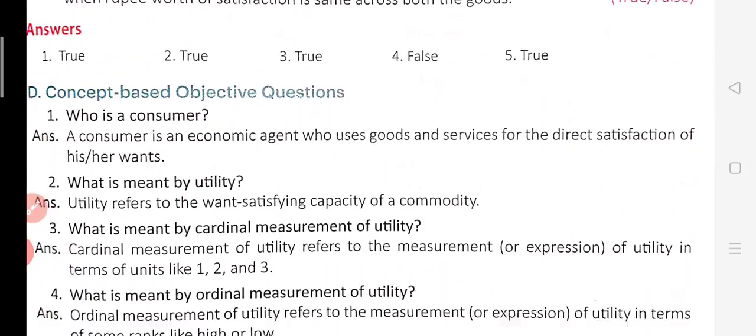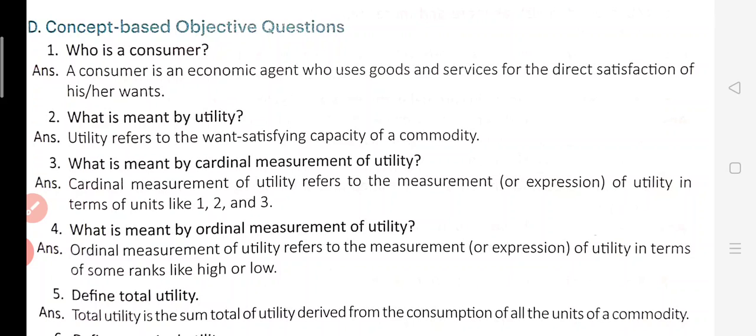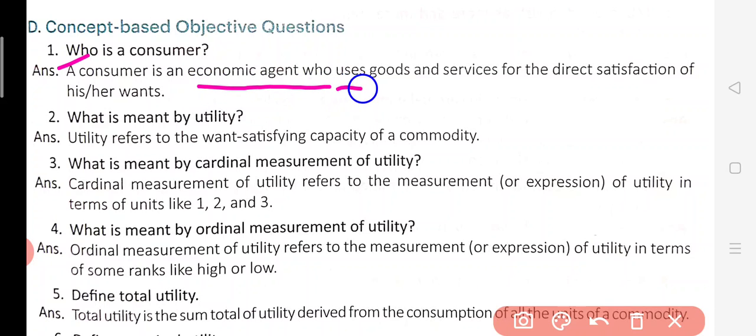Now there are some basic questions here, like who is the consumer? A consumer is an economic agent who uses goods and services for the direct satisfaction of his or her wants. So now who is a consumer? A consumer can be any person who is using goods for his own satisfaction. He wants to maximize his satisfaction. So that is a consumer.